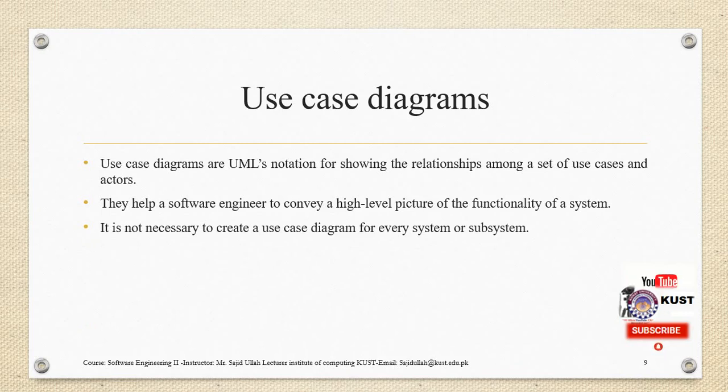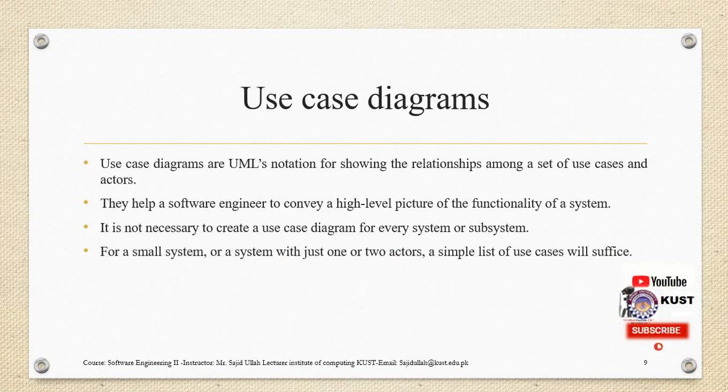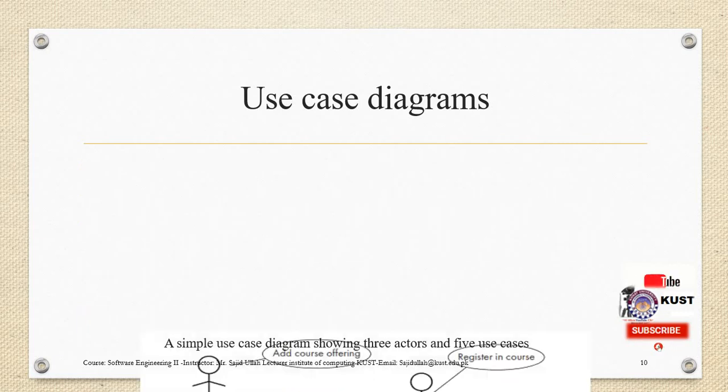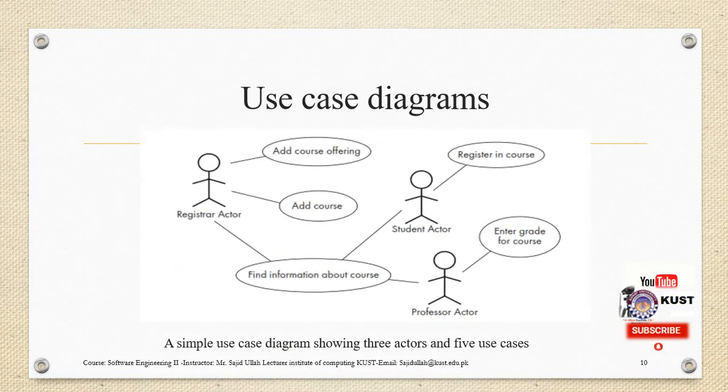It's not necessary to create a use case diagram for every system or subsystem, but for a larger system, it's a better solution to make a use case diagram so that you can give the user an understandable picture of its functionality. For a small system, or a system with just one or two actors, a simple list of use cases will be sufficient. There are two main symbols used in use case diagrams.